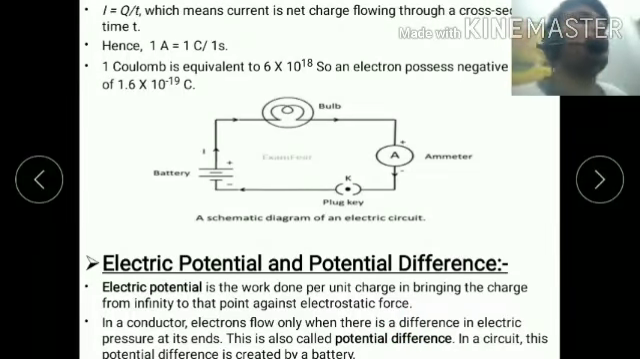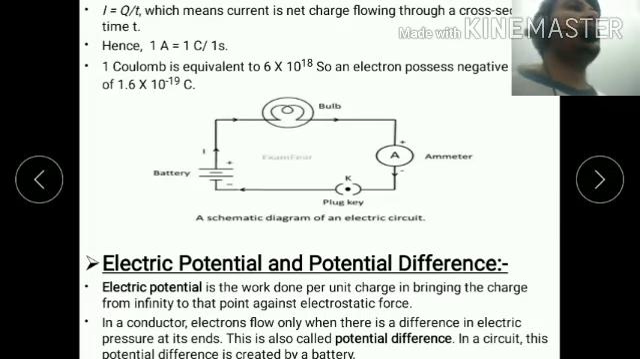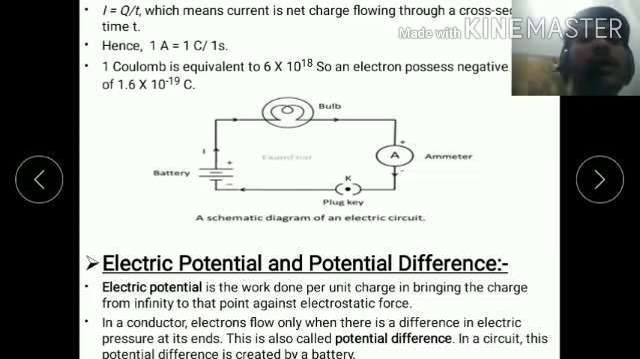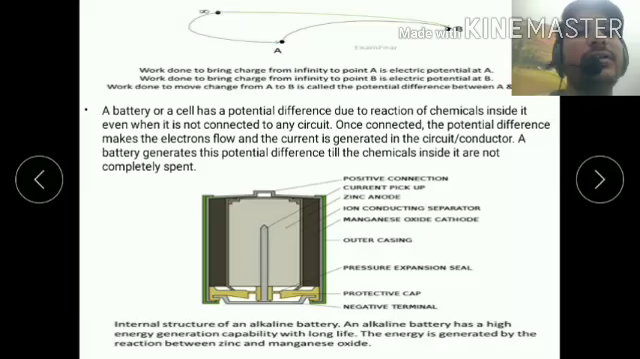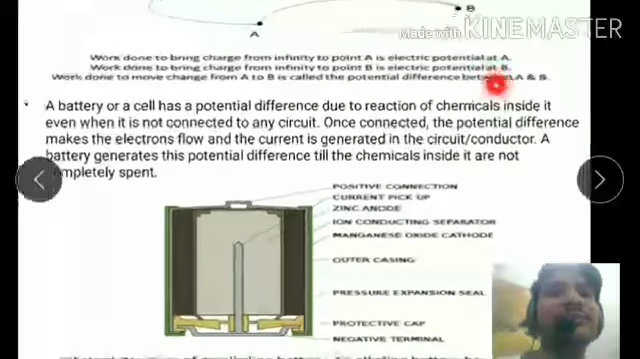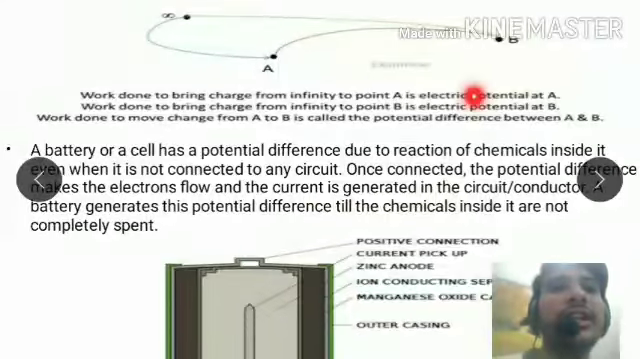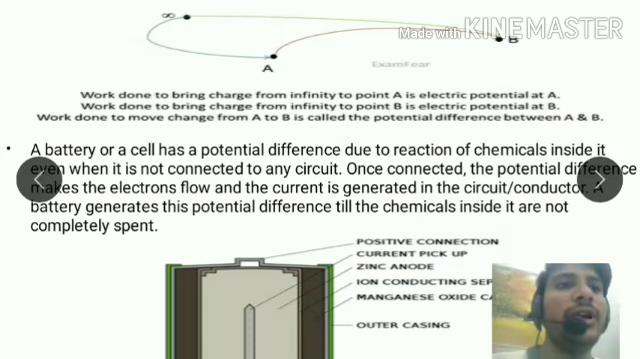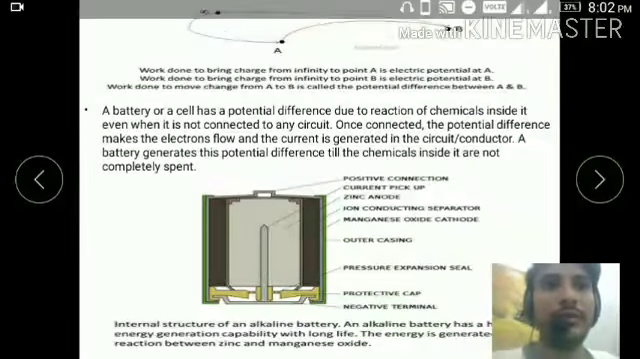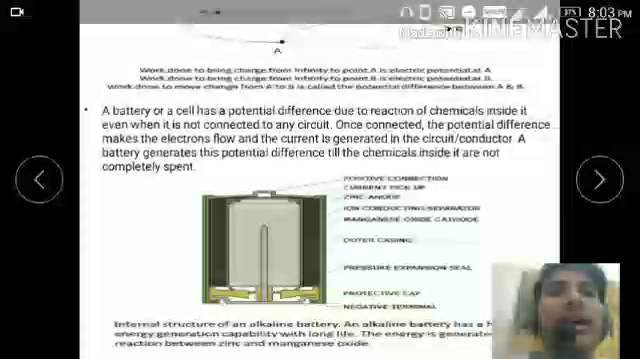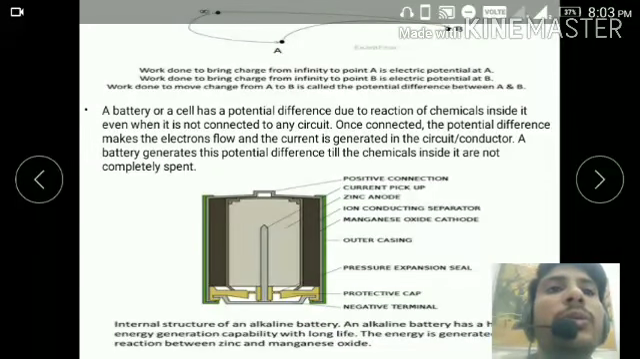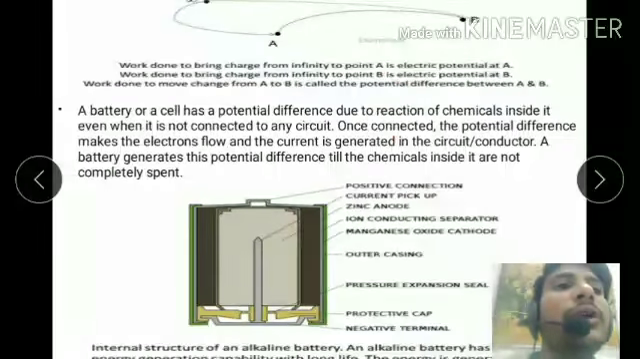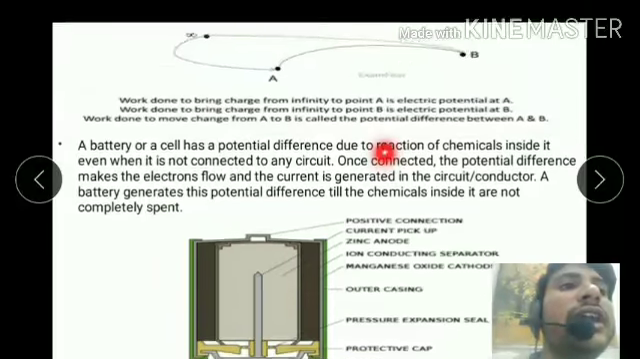The difference in potential between two points is called electric potential difference, or potential difference. Just see it. This is the work done to bring a charge from infinity to point A, and that is the electric potential at A. Work done to bring the charge from infinity to point A is the electric potential at A.